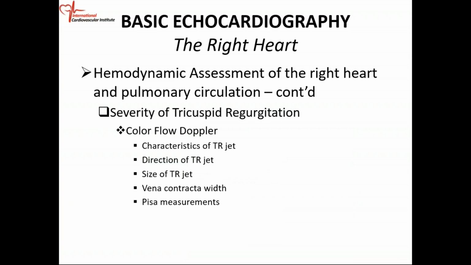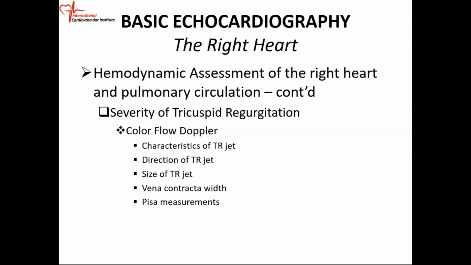All right. Now, how do we determine the severity of tricuspid regurgitation? You can look at your color flow, but there are other very important things. Just like we did with MR and AI, you can apply PISA to the tricuspid regurgitation, and it's probably one of the most accurate means of assessing tricuspid regurgitation. So when you look at your color flow Doppler, the characteristics of the jet are important.